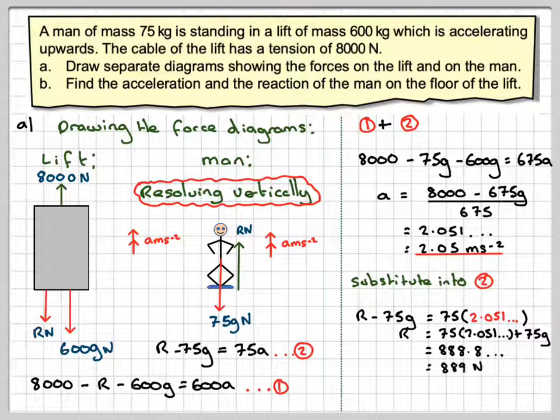And rounding off to three significant figures, that would be 889 newtons. So this has been a video to show you how to solve a lift problem: drawing the diagram separately, coming up with the two equations, and then using them to find the acceleration and the reaction of the man on the floor of the lift. I hope you've understood, and I thank you very much for watching.